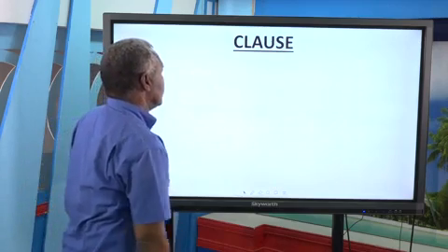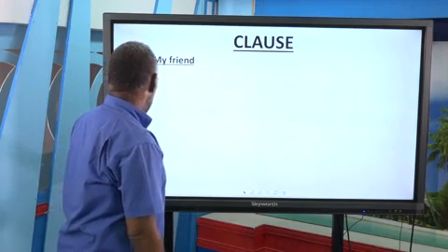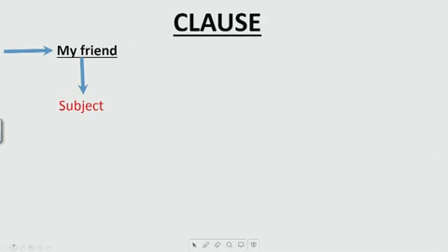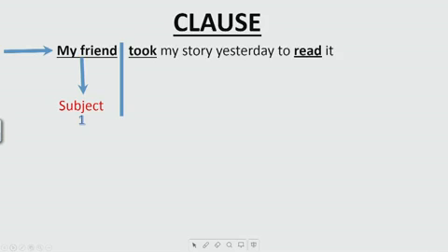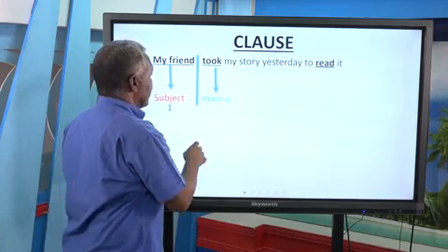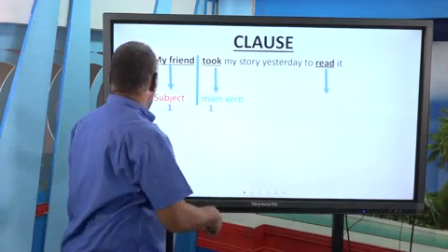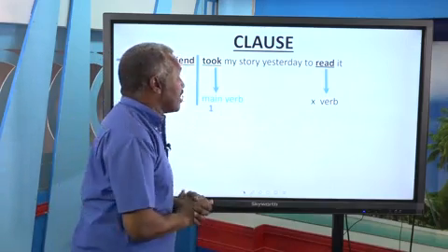Now, let us go to another thing, we call it clause. What do we mean by clause? Because tenses are clauses. Clause, like this: my friend is the subject, the doer. My friend took my story yesterday to read it. This is a clause. Now, my friend, my is a modifier to give me more about friend. This is a subject. And took is the main verb. And that's why I say main verb, because there is another verb, read. Read is not the main verb.